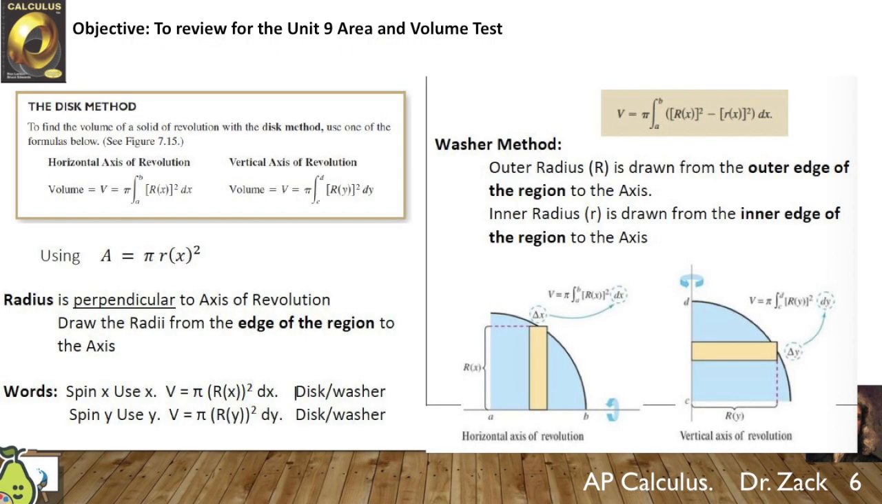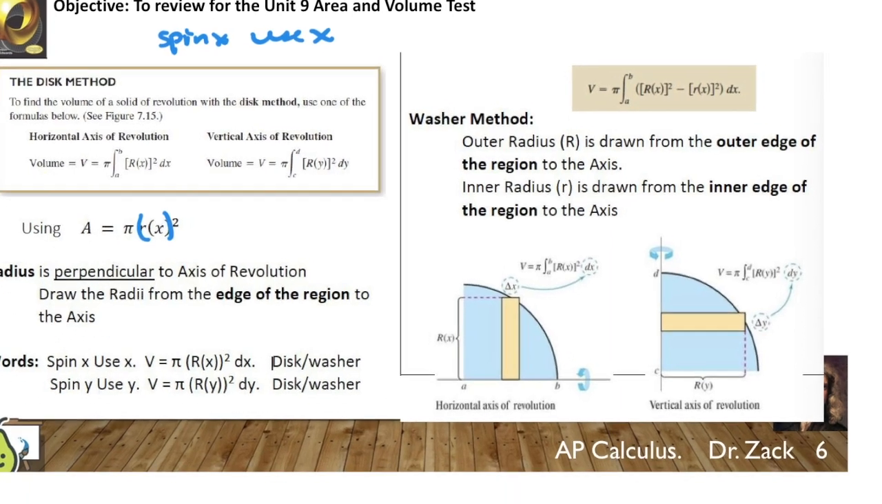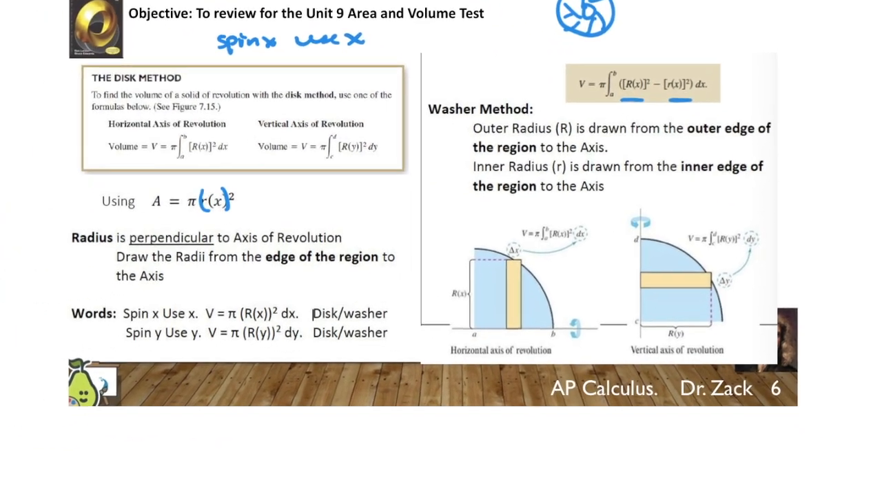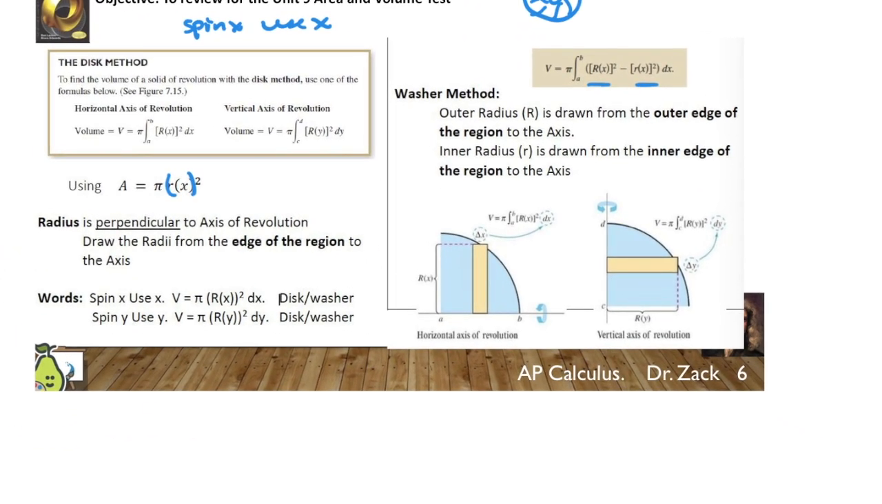Also on your next test is the disc washer method. So make certain that if you are going to spin x, use x. That's either the disc or the washer, depending on whether or not there is a hollow region. So the washer method, once again, is to be used if you have a hollow region, because you will need to subtract out that hollow piece. And the third type of volume will be cross-sectional volume. If you need to review that, look at your notes that we had earlier.